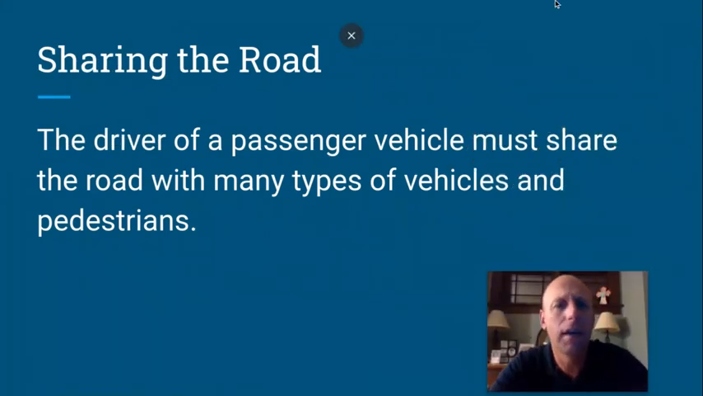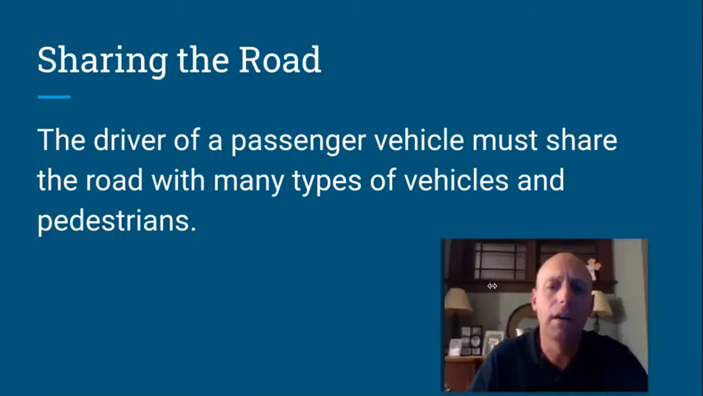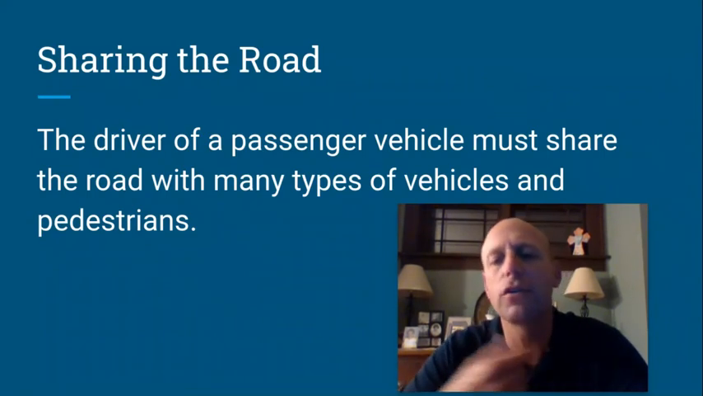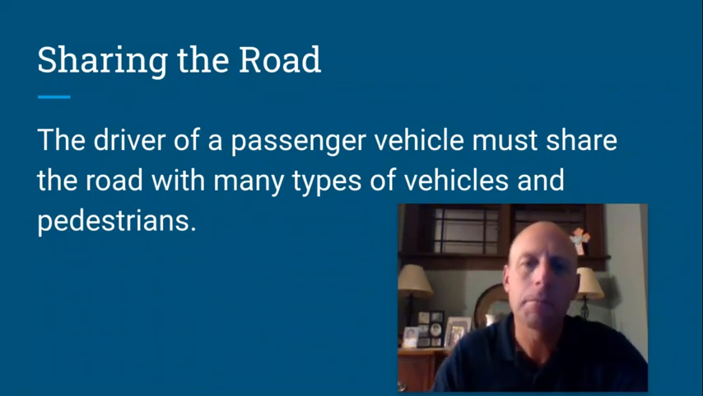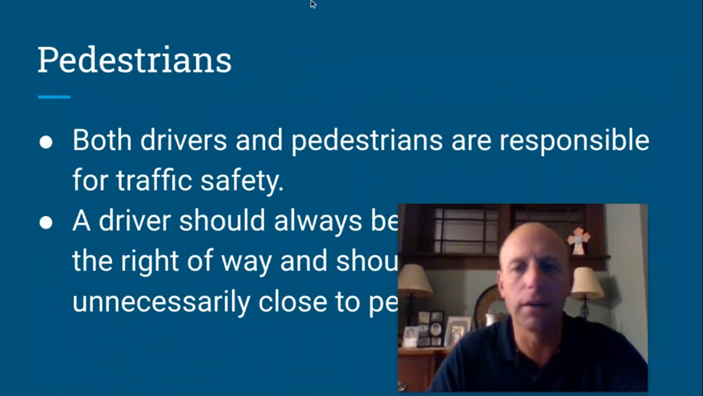So, to start with, sharing the road, the driver of a passenger vehicle. When we say passenger vehicle, we mean any vehicle that's designed to carry passengers. So a car, a truck, a van, a bus, anything like that, okay? The driver of a passenger vehicle must share the road with many types of vehicles and pedestrians. We've talked a little bit about sharing the road with pedestrians already. We're going to talk a little bit more today about that, as well as some other types of vehicles that are different than your regular car, truck, van, SUV, whatever.